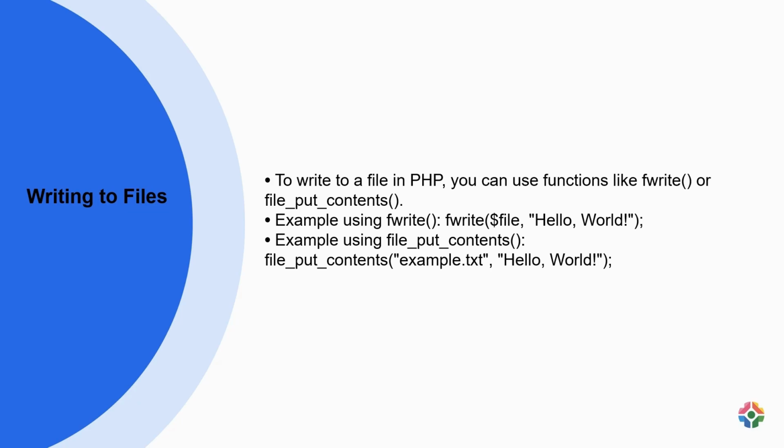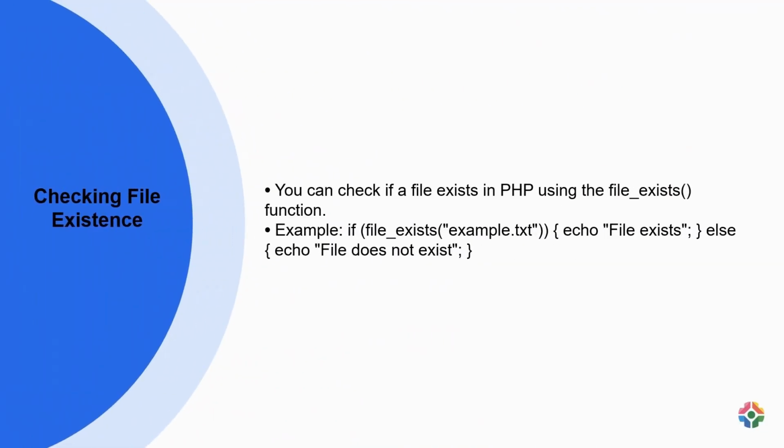In PHP, the file_exists function is utilized to verify the existence of a file. By supplying the file path as the function parameter, it returns a Boolean value. For instance, when using if (file_exists("example.txt")), if the file named example.txt exists in the specified location, it will output file exists. Conversely, if the file does not exist, it will output file does not exist. This function is beneficial for validating file existence before performing any file operations to prevent errors.